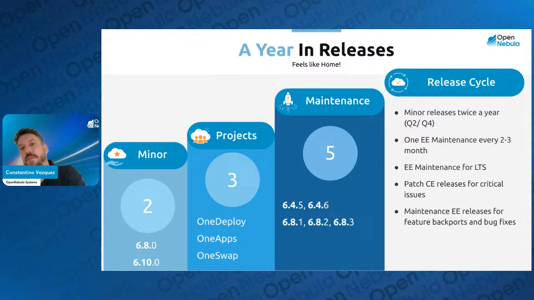Our main release is always OpenNebula, but we also release other smaller projects around. Like OneDeploy, OneApps, and OneSwap. I'll talk a bit more about these three later on. OneDeploy is a framework to deploy different configurations of OpenNebula. OneApps is a project to create content for OpenNebula, so to create appliances that are able to run in OpenNebula. And OneSwap is a conversion tool to migrate VMs automatically from VMware environments to OpenNebula.